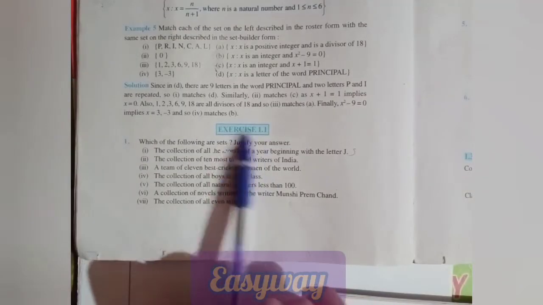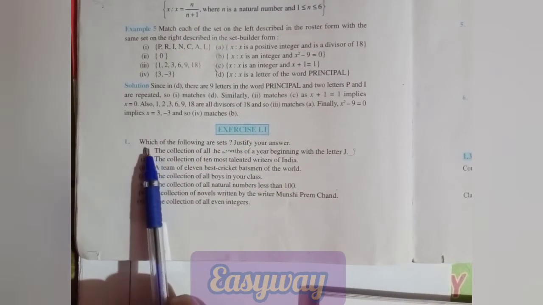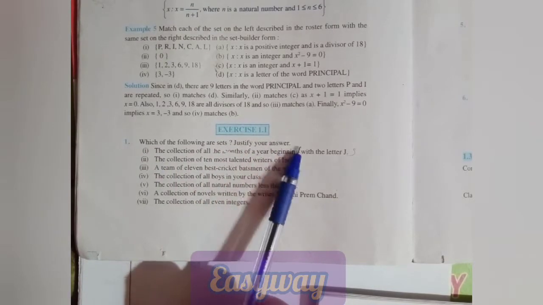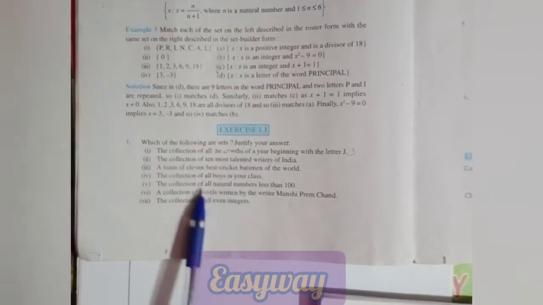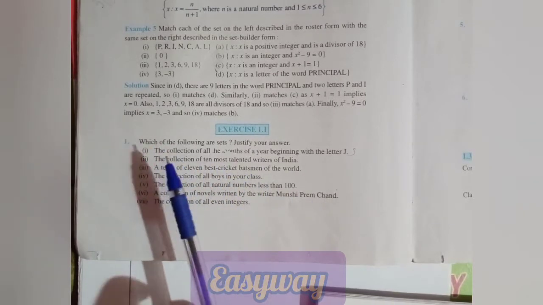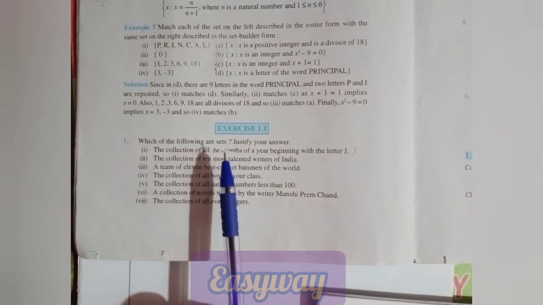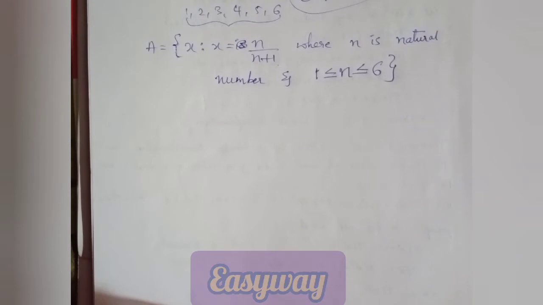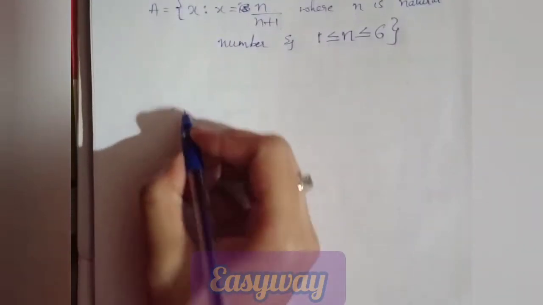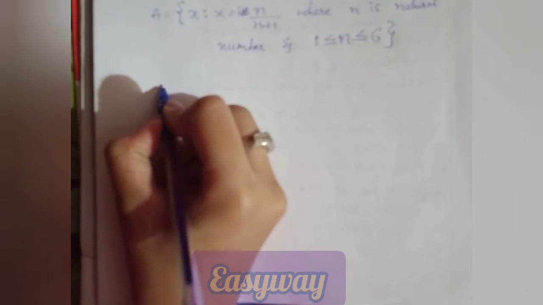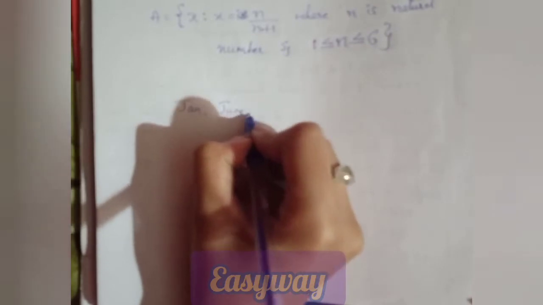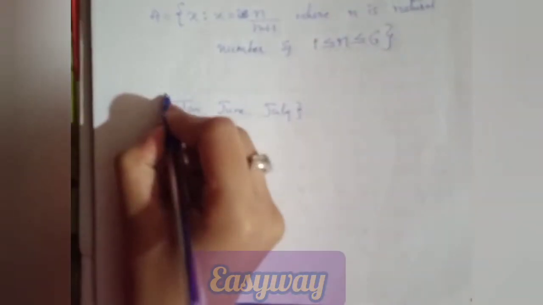Let us discuss exercise problems. First, which of the following are sets? Justify your answers. We have to say whether the following is a set or not. First they have given the collection of all the months of a year beginning with the letter J. The months that begin with J are January, June and July, so it is a set.